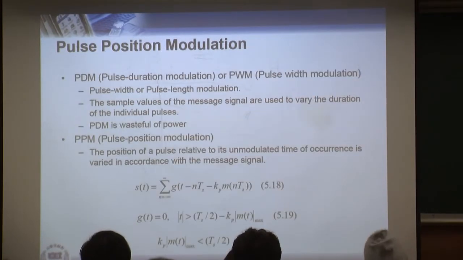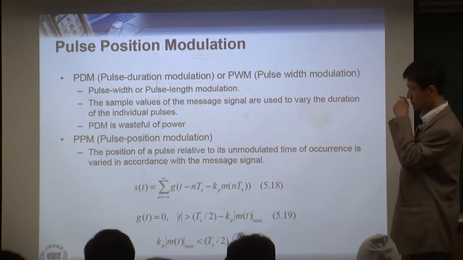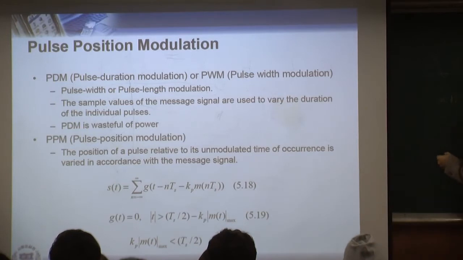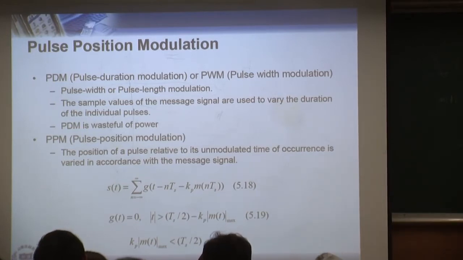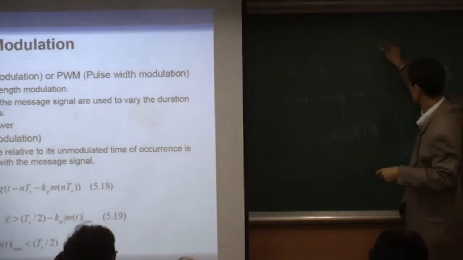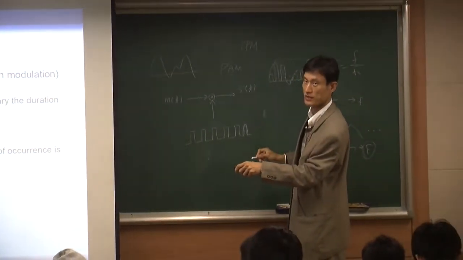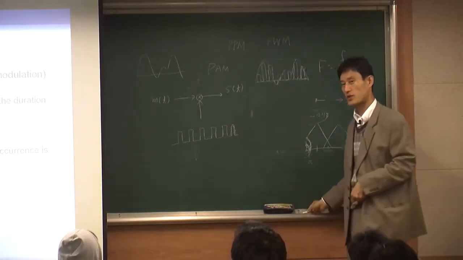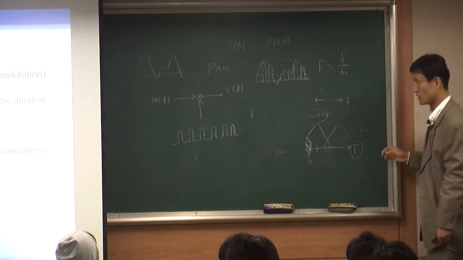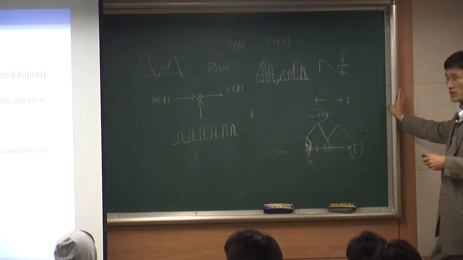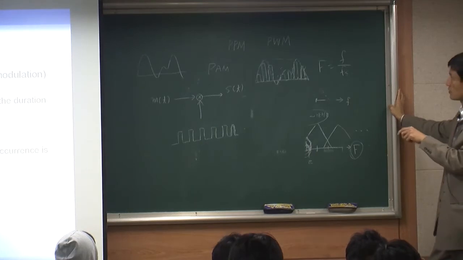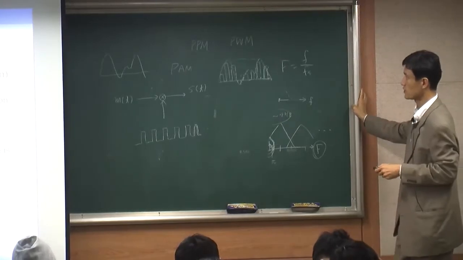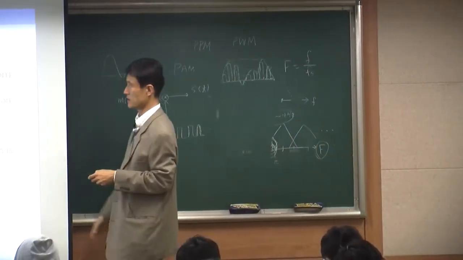Second is pulse position modulation, and also pulse width modulation. There are three different modulations: PAM, pulse amplitude modulation; PPM, pulse position modulation; and the third one is PWM, pulse width modulation. If you're familiar with microprocessors or something like that, you've probably heard about PWM. So this is the same thing, pulse width modulation. Let me tell you what that basically means.